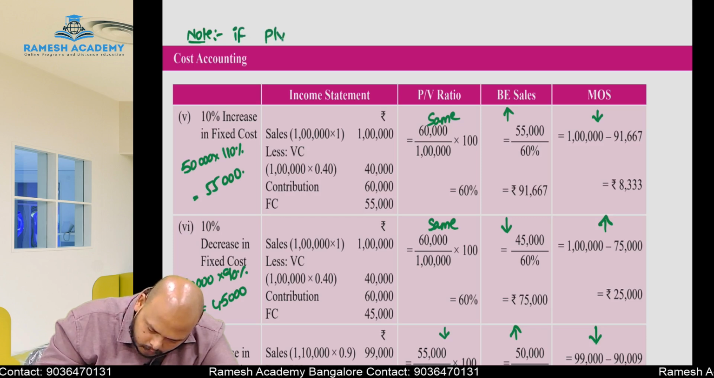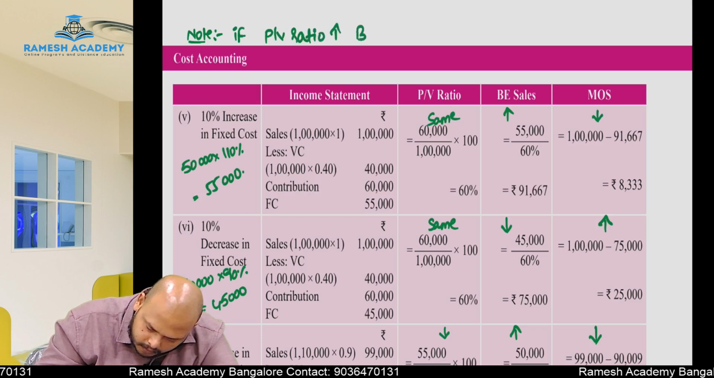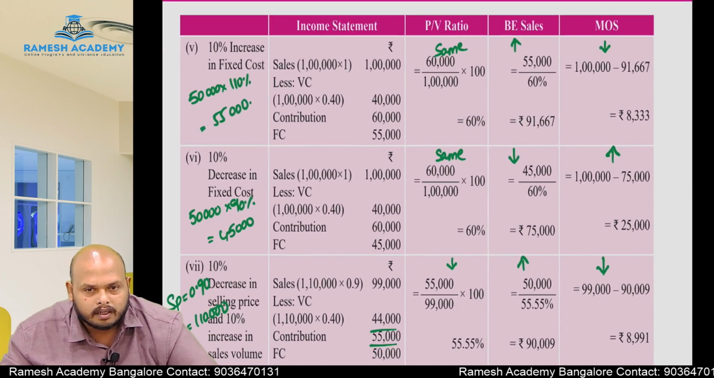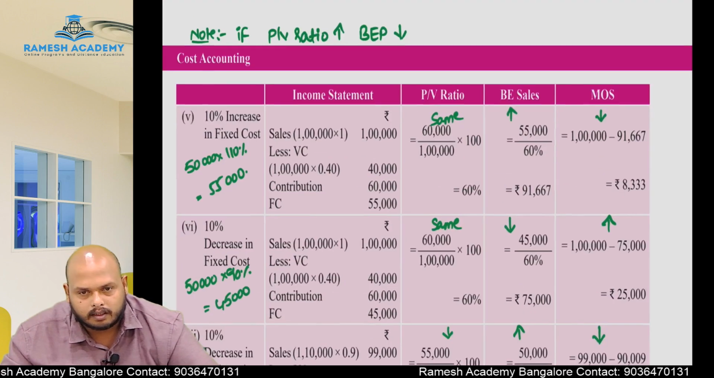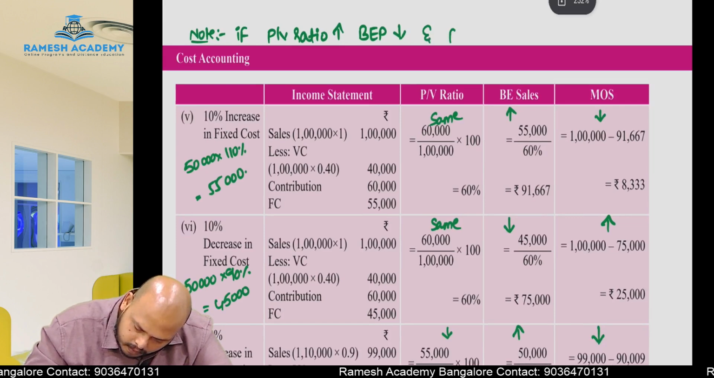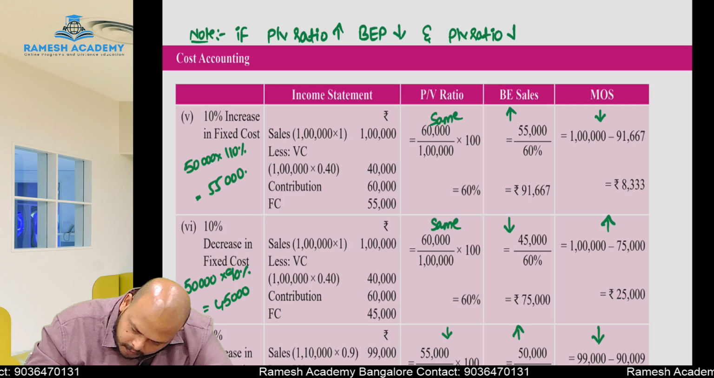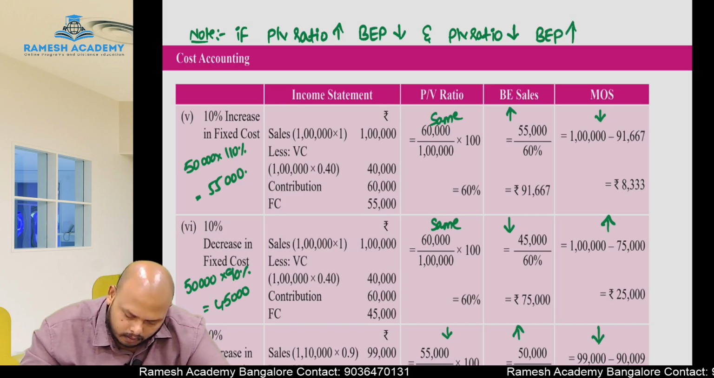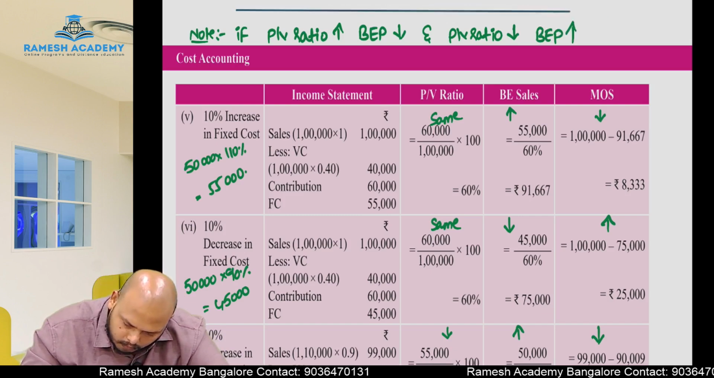If PV ratio increases, break even point decreases. And if PV ratio decreases, break even point increases. This you have to keep a note.